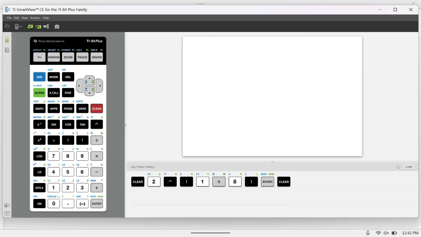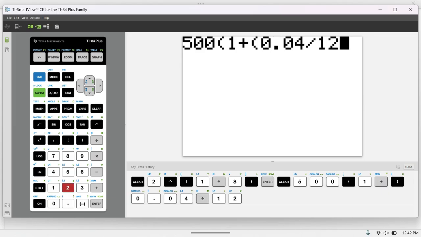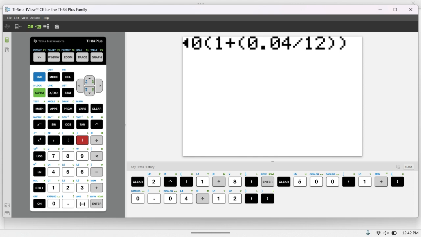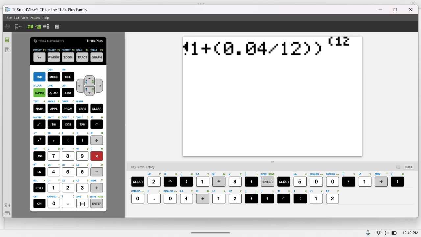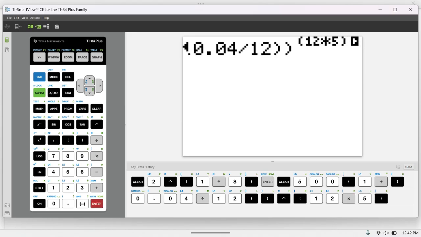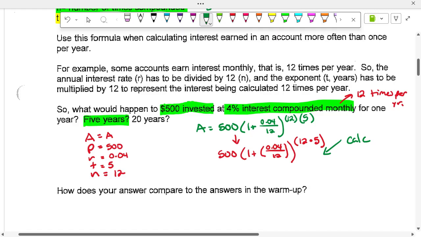All right, so I'm just going to put this in my calculator. This is how you should put it in. I'm going to do 500 times 1 plus parenthesis 0.04 divided by 12. Close the parenthesis. Close it one more time. Raise it to parentheses 12 times 5. Close the parenthesis. So you should get $610.50 approximately.